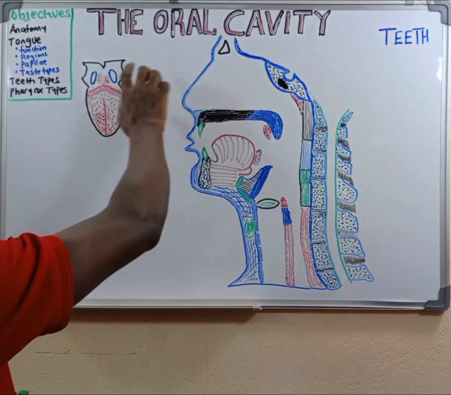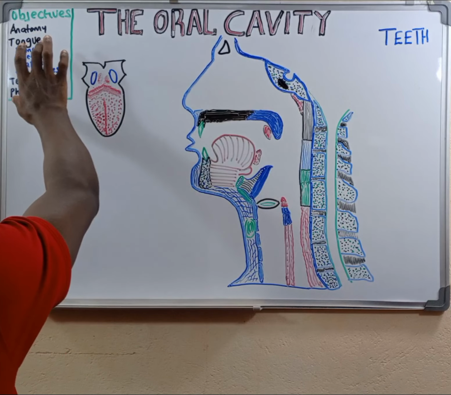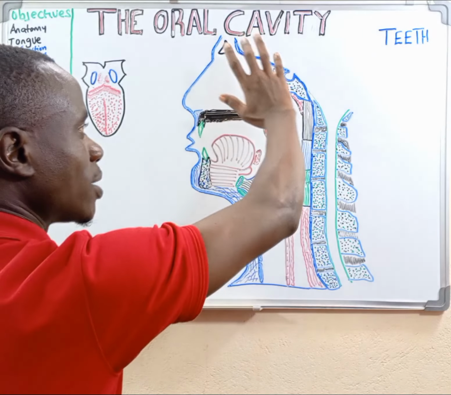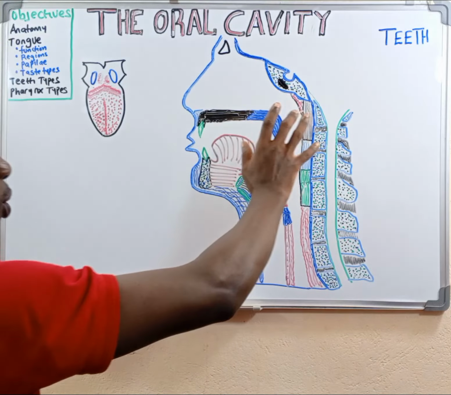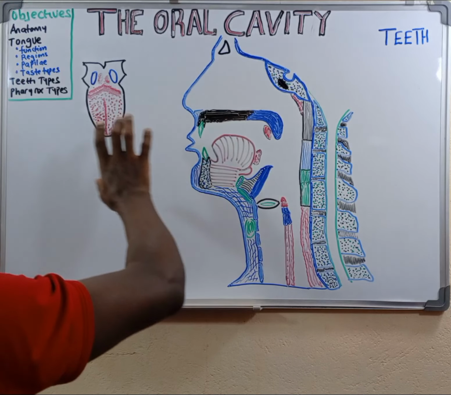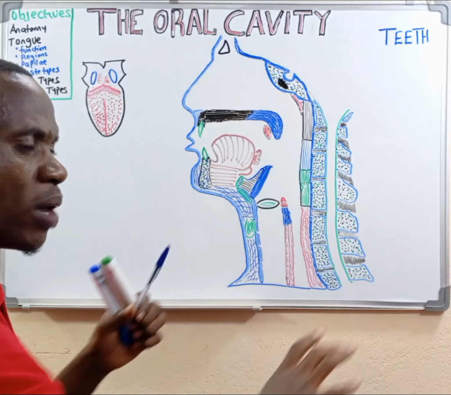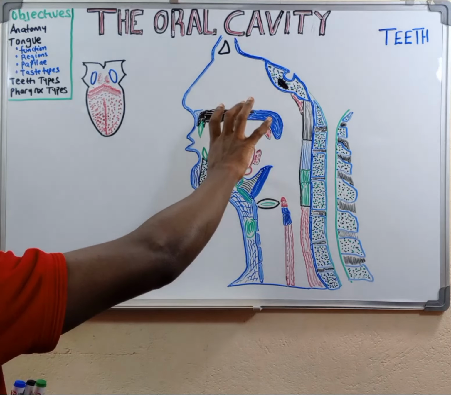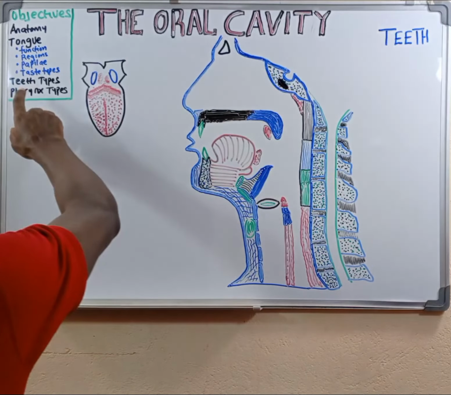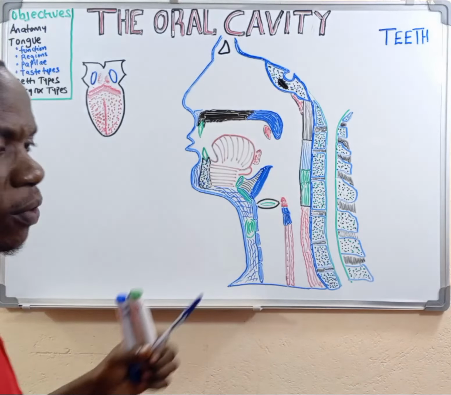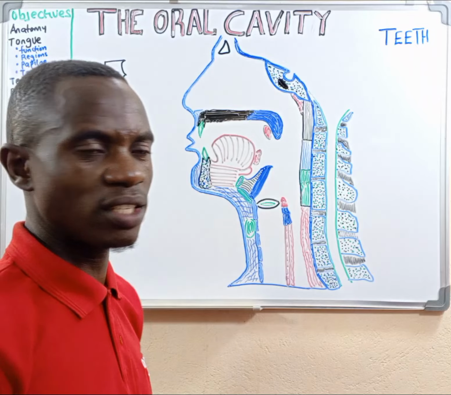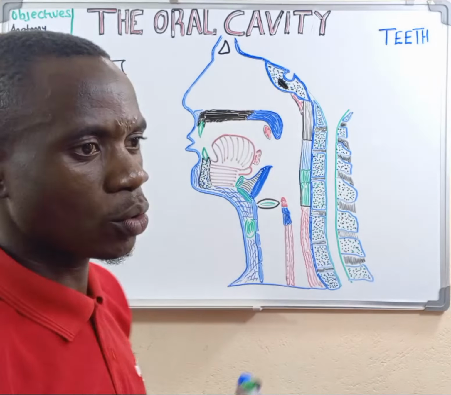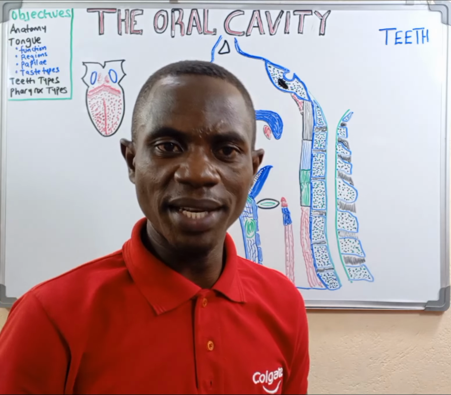So let's go ahead and get started and look at what we call the oral cavity. During the study of the oral cavity, we are going to be looking at the anatomy of the oral cavity and some other structures which are just next to it. We shall look at the tongue, because the tongue is one of the most important structures in the digestive system, part of what we call the accessory digestive structures. Then we shall also talk about the teeth, which are also a very important part of the accessory digestive structures. And we shall talk about the pharynx, which is part of the alimentary canal.